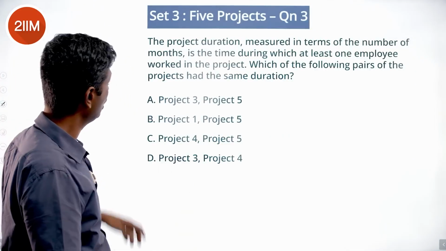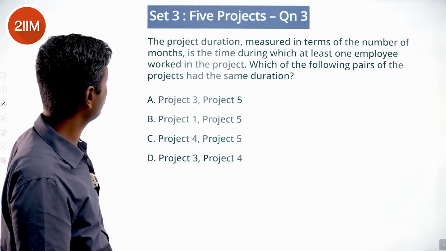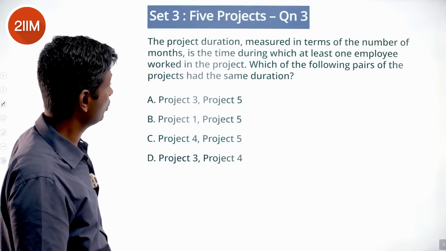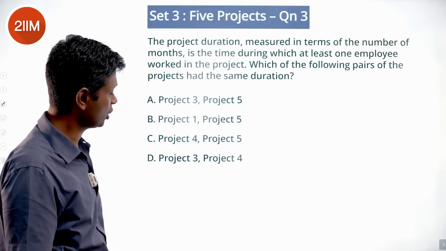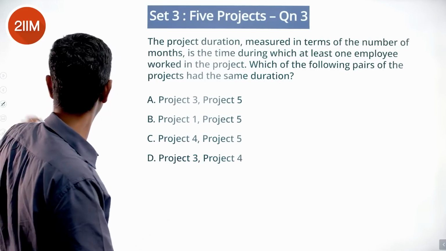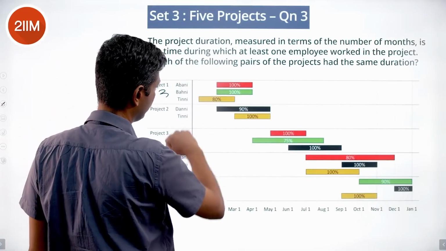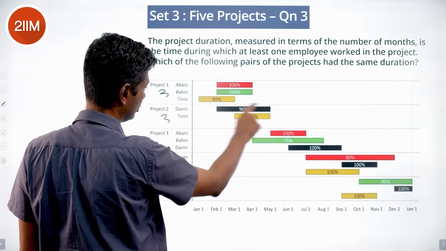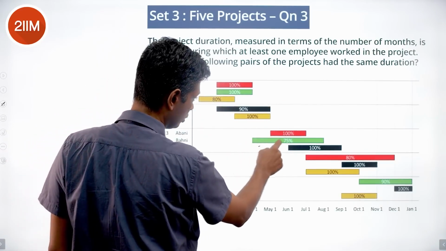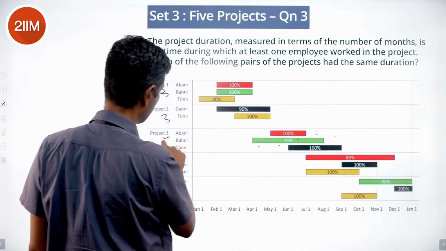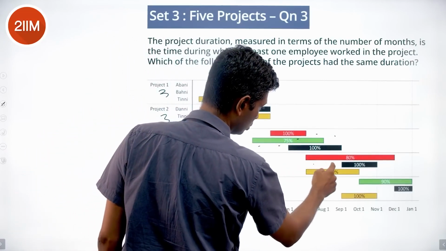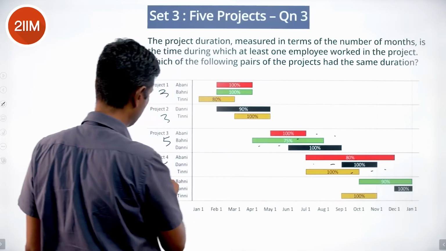Lovely. The project duration measured in terms of the number of months is the time during which at least one employee worked in the project. Which of the following pairs of projects had the same duration? This project duration is 3 months, 1, 2, 3. This again is 3 months, 1, 2, 3, end to end. This goes from 1, 2, 3, 4, 5, 5 months. This one, 1, 2, 3, 4, 5, again 5 months.